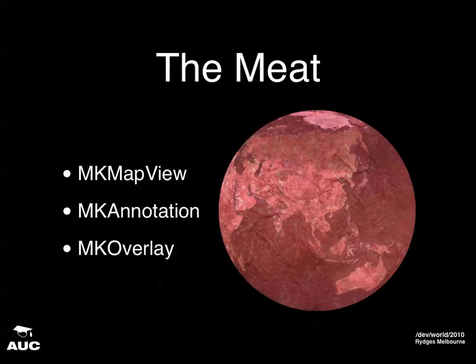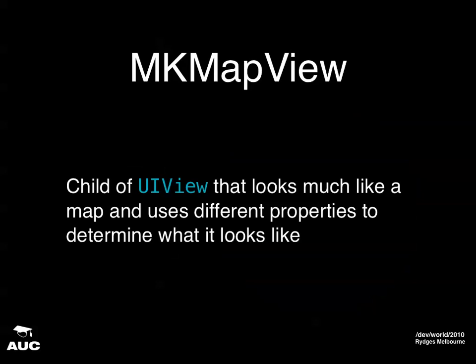The real meat of this talk is going to focus on three different things in MapKit: MKMapView, MKAnnotation, and MKOverlay. MKMapView is the actual map view itself, the actual map you're interacting with. MKAnnotation I could best describe as those little red pins you see on the map if you've ever used the iPhone map program. And MKOverlay is something new introduced in what's now called iOS 4 that allows you to draw essentially arbitrary things on top of the map and have them work at the correct zoom and rotation. So let's just get straight into it.